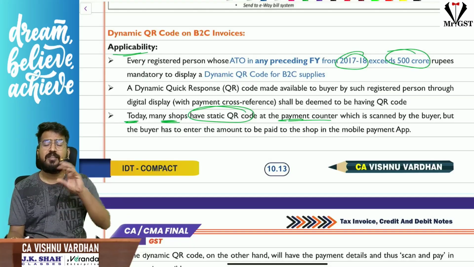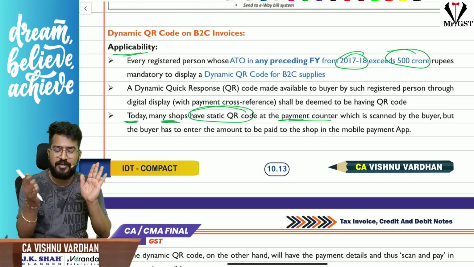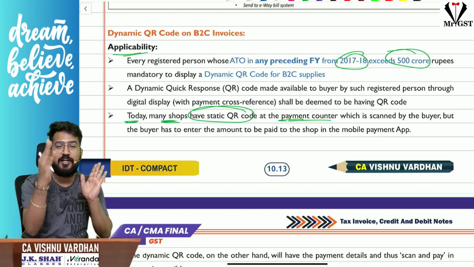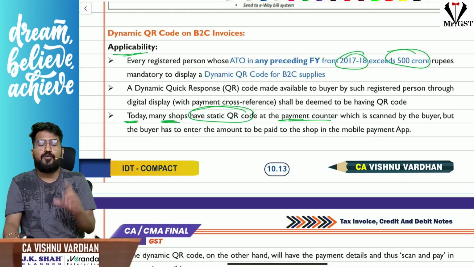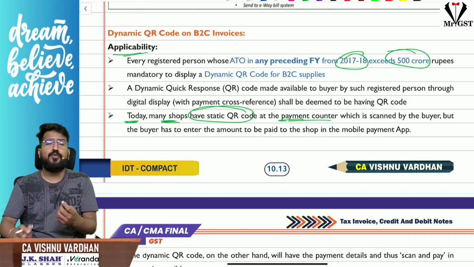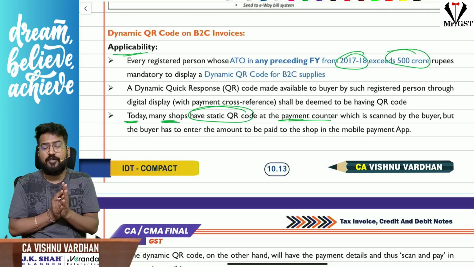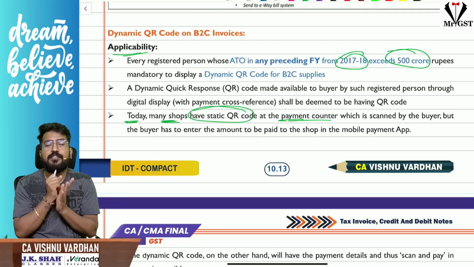Dynamic QR code is nothing but, see, when we go to the Pani Puri Anna, he will show some QR code, scan and pay 20 rupees, 50 rupees, all that. That is not the dynamic QR code, that is a static QR code. Dynamic QR code means when you are shopping in some places, you scan the QR code and automatically the amount is reflected. That means that QR code was generated only for that particular transaction. So that is dynamic QR code.